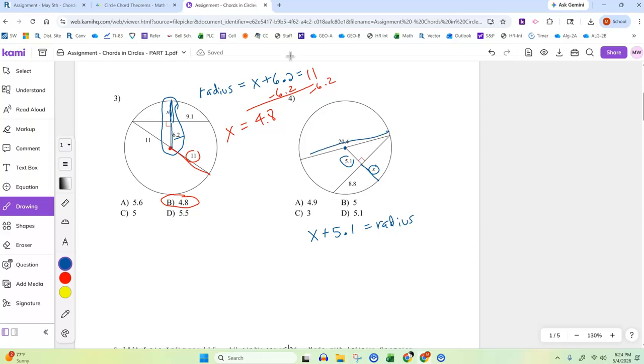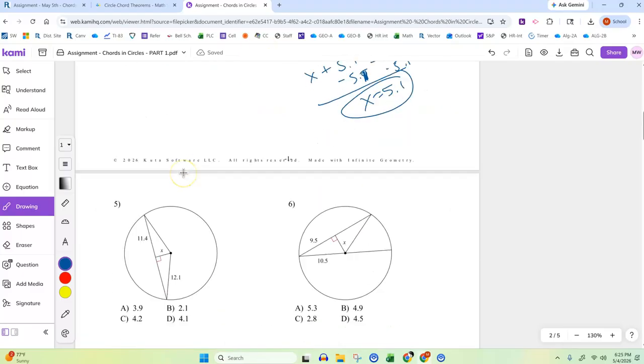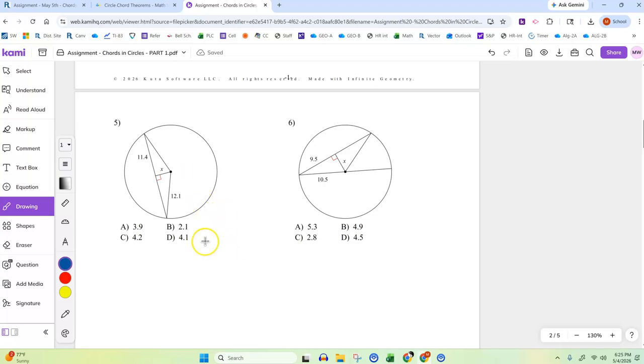So we have to take this. The radius is just half of it. That's the diameter. So 20.4 divided by 2 equals 10.2. That's the radius. So that means that's equal to 10.2. So minus 5.1. So x equals, oh, that's very easy, 5.1, okay? That's all there is to that, okay? So let's go to number 5. What are we doing on number 5?